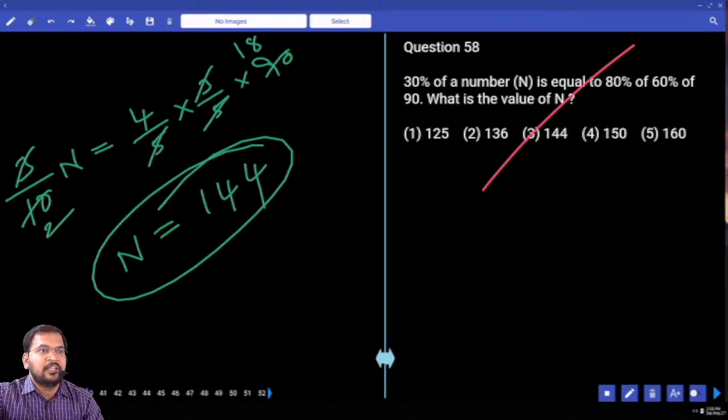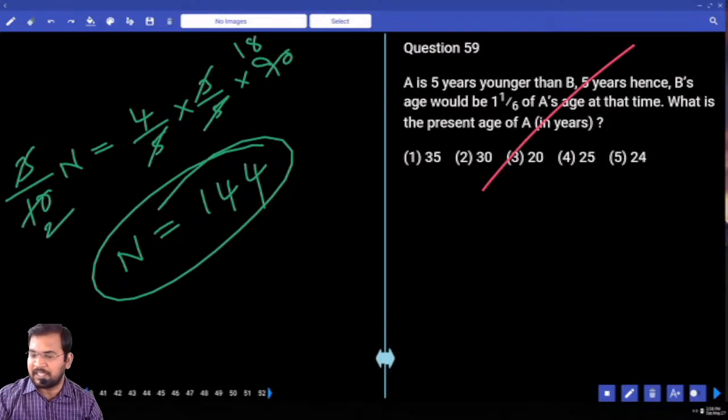Are you clear? So if you know the fraction table, that is very easy for you. Don't write 80 by 100, 60 by 100 and cancel the zeros. Don't do that type of calculation. 80% is 4 by 5, 60% is 3 by 5, 30% is 3 by 10. Are you clear or not? So we need that fraction table.